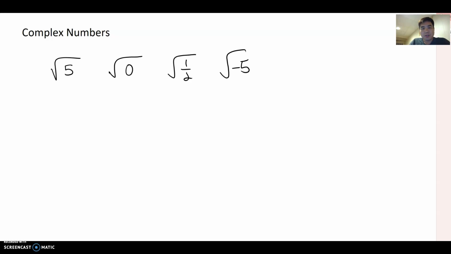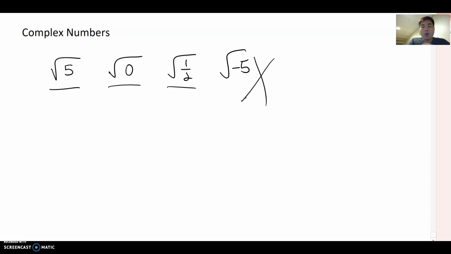So now, is root 5, can you find the answer for that? Yes, so it makes sense to you. What about root 0? Yes, it is. So it's a real value. What about root 1 over 2? Yes, that is correct. But what about root negative 5? Unfortunately, this is not a real value, so we cannot define that.